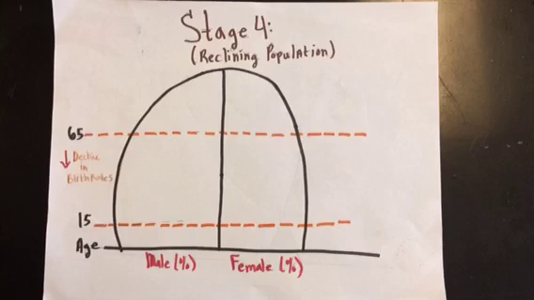Countries that are in Stage 4 include Japan, the United Kingdom, Germany, Russia, and Italy. All of these countries have their crude birth rate well below the crude death rate.